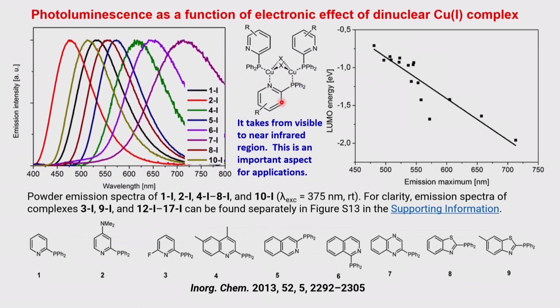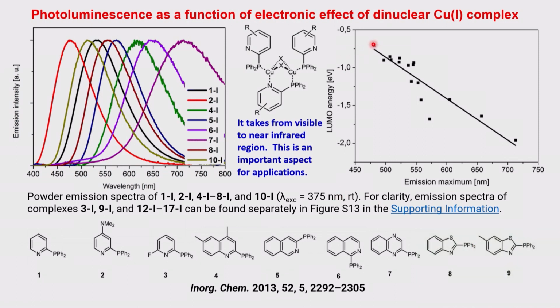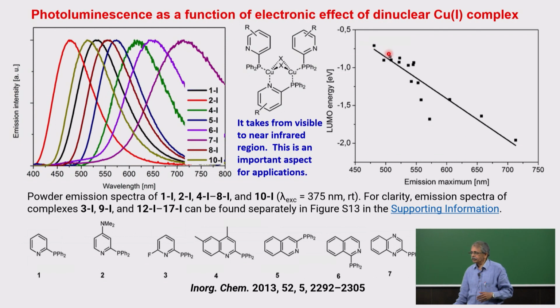So the substitutions affect because of what? Because of the electronic factors. The electronic factors will also change the HOMO-LUMO energy gap, so it will affect that too. So you can always plot either the gap or the LUMO energy with respect to the emission maximum. The emission maximum goes from somewhere around 450 to around 700 plus, as you can see. And if you look at the gap versus the emission, there is a linear trend. Which means you can predict where the fluorescence emission is going to be for a given complex of this.